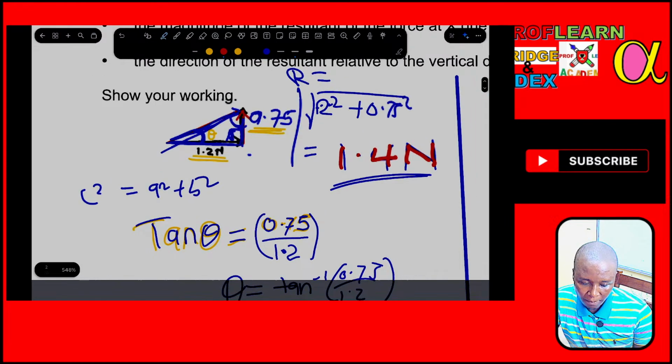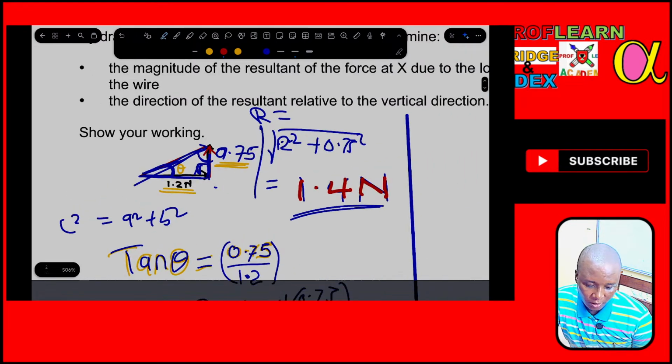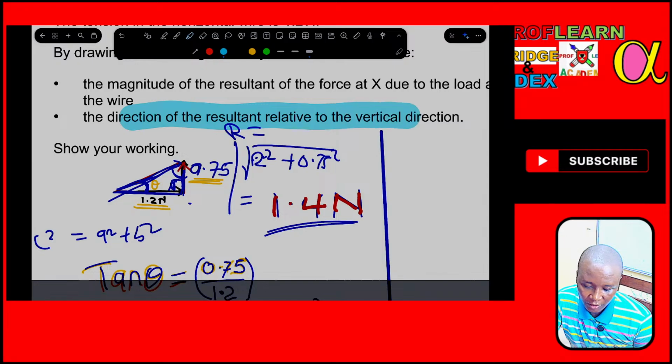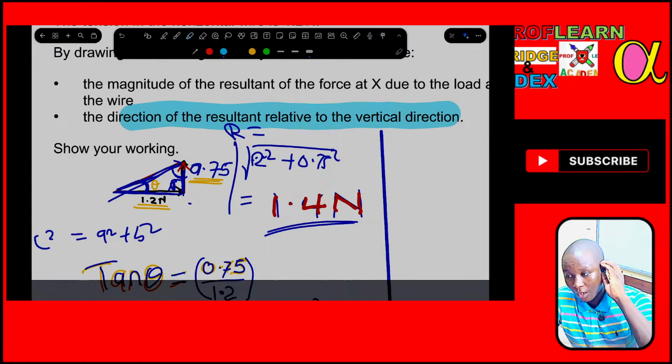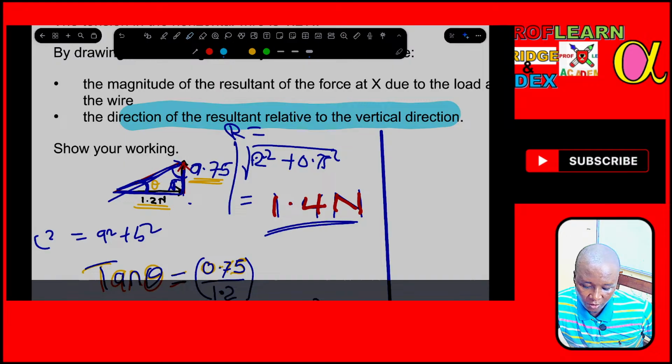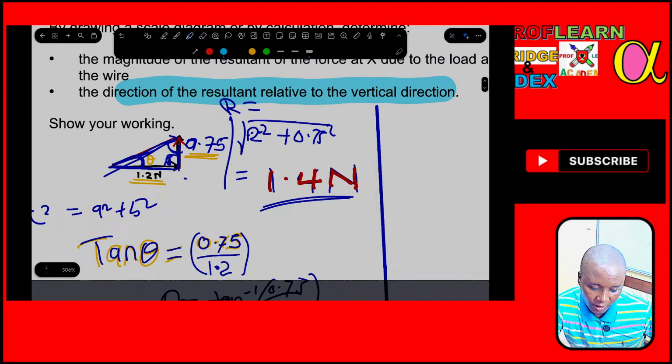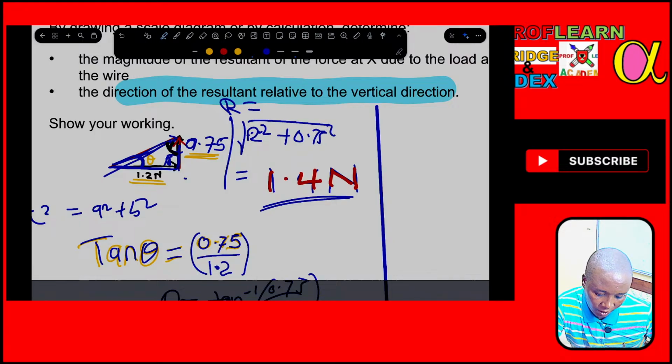But also you remember, we are supposed to find the direction of the resultant force relative to the vertical direction. So in order to find the direction of the resultant force, we are going to work out this angle that we have at this point.